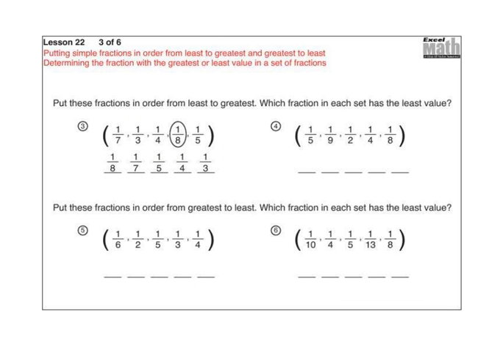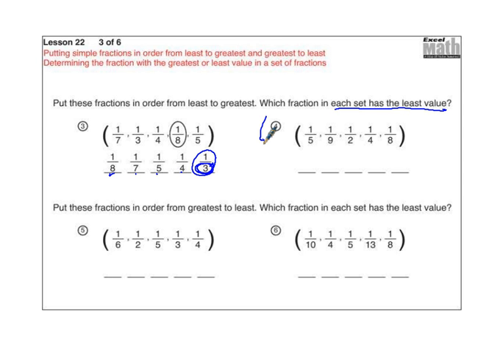Here are some problems to try having to do with putting fractions in order. We have 1/7, 1/3, 1/4, 1/8, and 1/5. We also want to circle the fraction that has the least value, and in that case it's 1/8. So the smallest is 1/8, then 1/7, 1/5, 1/4, and 1/3. Notice the biggest fraction is actually the fraction with the smallest denominator in this case. All right, go ahead and pause the video, try just number 4, turn it back on when you're ready for the solution.